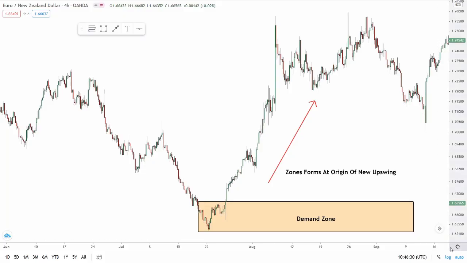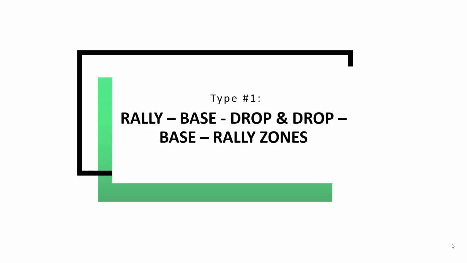Okay, let's look at the two types in more detail. So first, we have rally-based drop and drop-based rally zones, or RBD DBR zones for short. These are the classic supply and demand zones, the zones everyone thinks of when they hear about supply and demand trading. They form when price reverses after moving in the opposite direction and are the rarest, though still very common, of the two types. Rally-based drop zones are the supply zone variant.